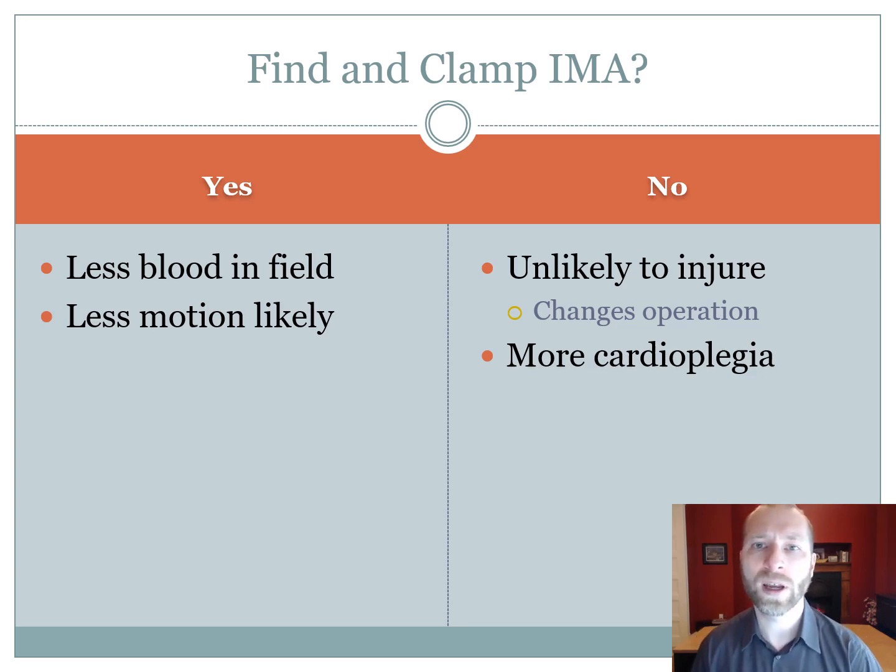Those people that say no, you shouldn't find the IMAs and clamp them, say that by doing this you're very unlikely to injure the IMAs because if you do injure an IMA on your entry, you're going to have a very significantly different operation because now you may need to control ischemia rather than doing the actual operation that you set out to do. If you don't clamp the IMA, you're probably going to need more cardioplegia to keep the heart arrested. I personally do not go looking for the IMAs.